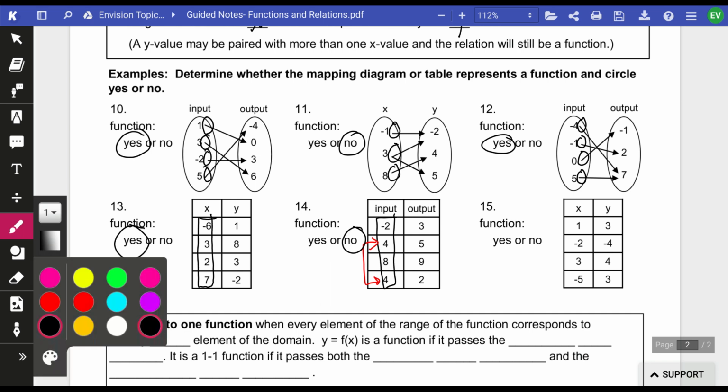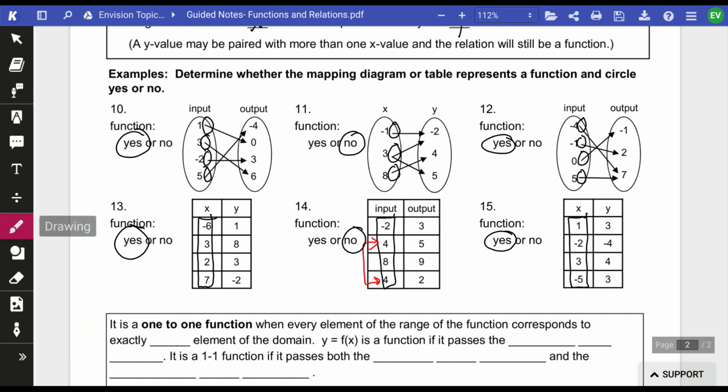And if we look at number 15, for that table, each of our x values is different. And by the way, -5 is different than +5, so don't get thrown into that. So each of your x values is different. So yep, it's a function. Okay, so far so good. Hopefully you're getting this. Feel free to stop, pause the video, go back, rewind, re-listen anytime if you need to.